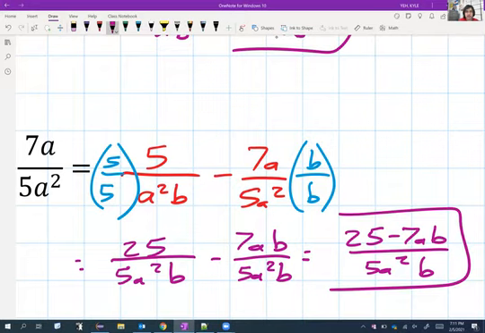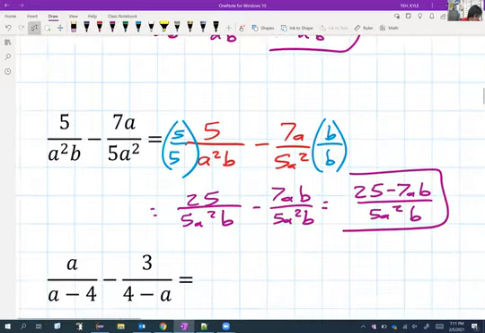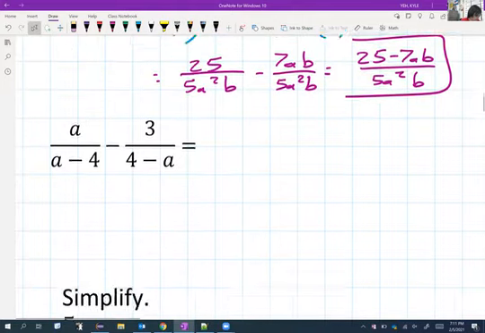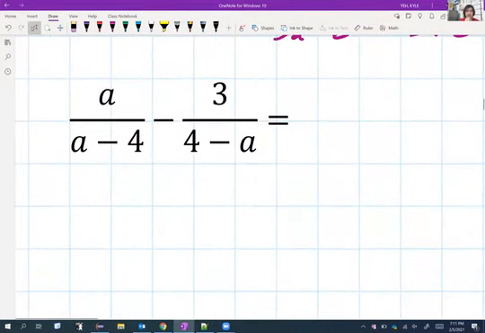So adding and subtracting, we need that common denominator. We'll do one more of these and then one last set of problems and call it good for this lesson. a over a minus 4 minus 3 over 4 minus a.